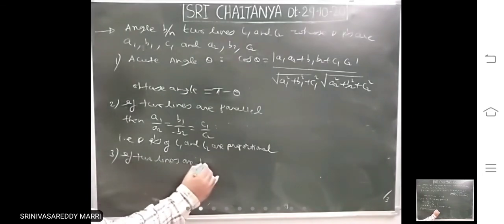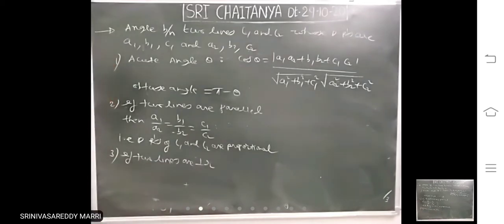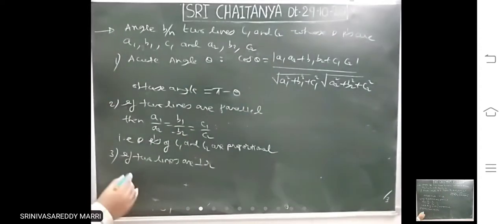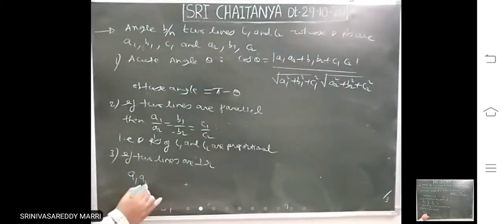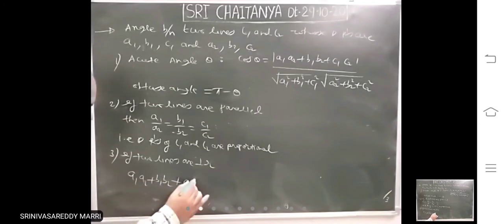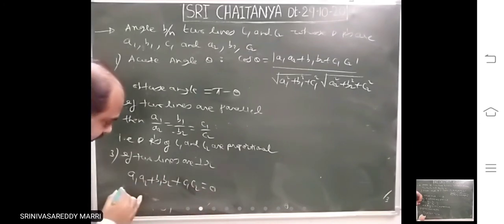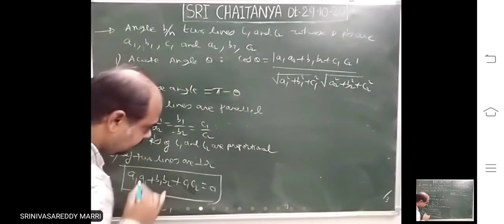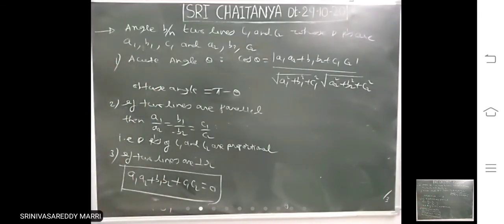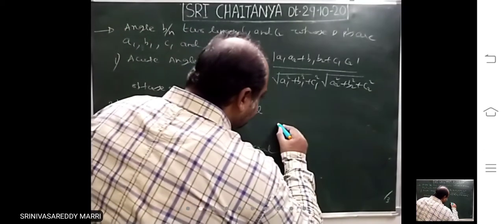If two lines are perpendicular, what does that mean? Theta is 90 degrees, so cos theta becomes 0. Then the perpendicularity condition is A1 A2 plus B1 B2 plus C1 C2 equal to 0. This is the perpendicularity condition. Now look at how you will get this. I will tell.